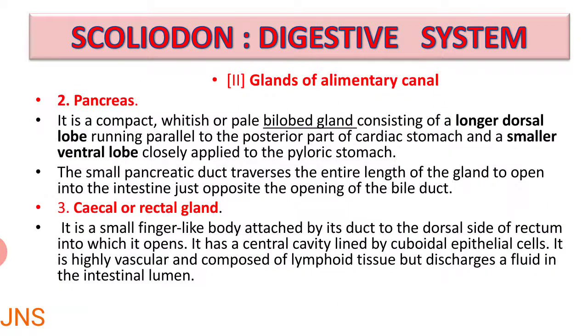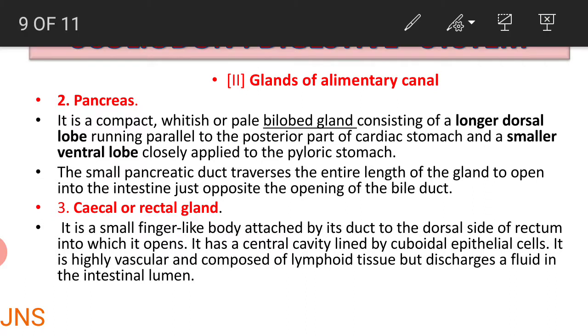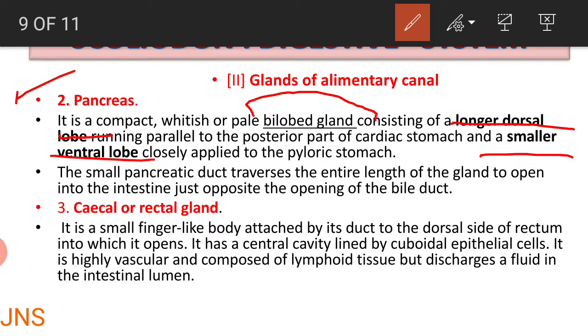Next digestive gland is the pancreas. It is a compact, whitish, pale, bilobed gland, consisting of a longer dorsal lobe, running parallel to the posterior part of the cardiac stomach, and a smaller ventral lobe, closely applied to the pyloric stomach.